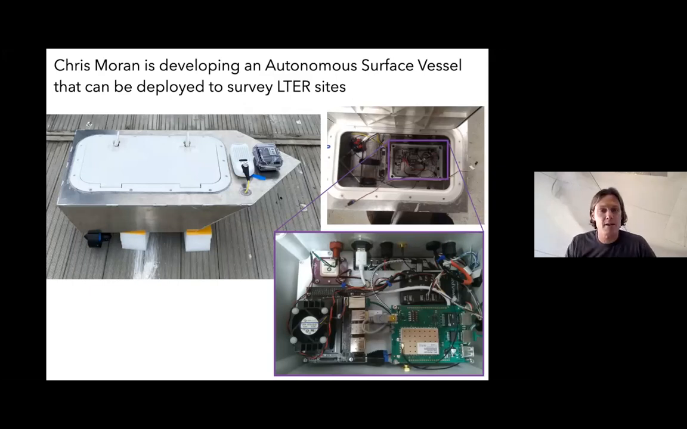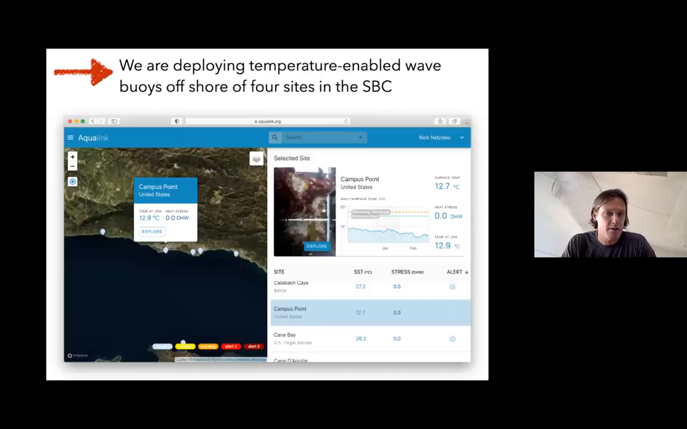The idea here would be that it would be something easy to deploy, something simple that can be put off the boat and can go and swim around and do a survey while other activities are happening at anchor. Another thing we're doing is we're deploying temperature-enabled wave buoys offshore of 4 sites in the Santa Barbara Channel.